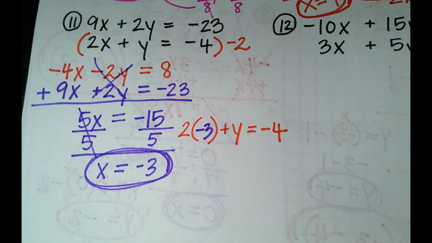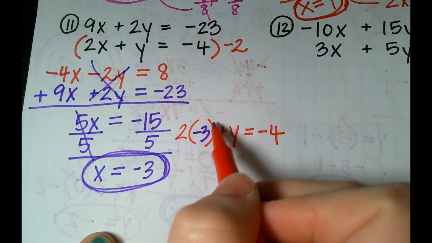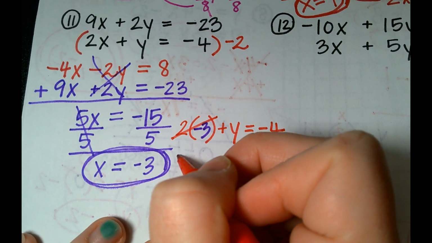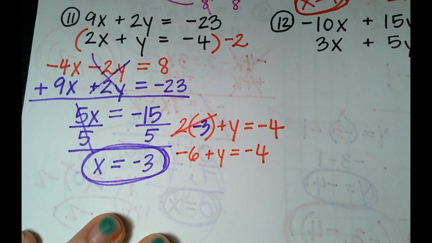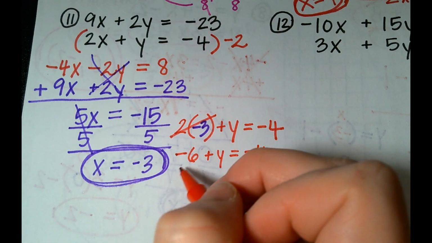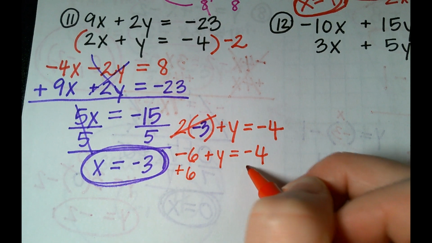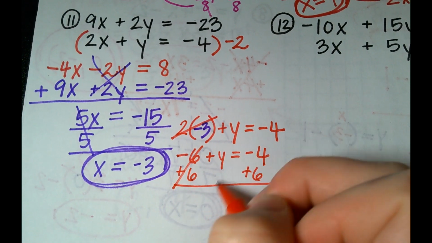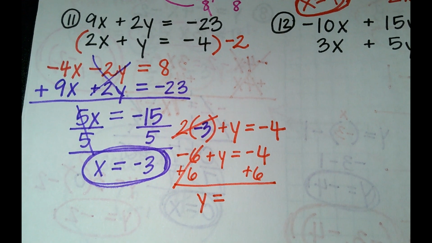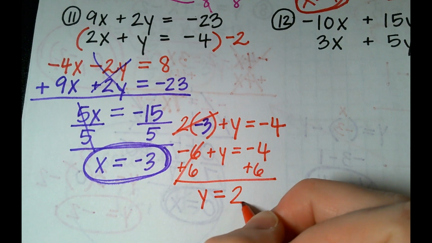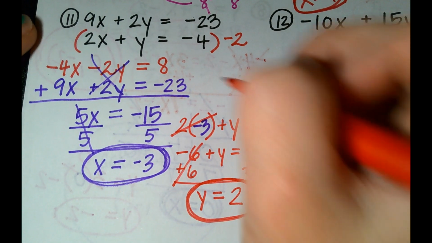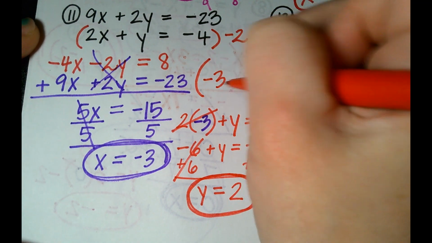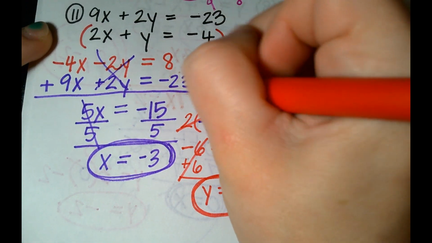So how do I solve for y? Multiply 2 times -3. 2 times -3 is -6 plus y equals -4. And then what? Yeah, add 6 to both sides. Bring down my y equals -4 plus 6. 2. Very nice. -3 is x, +2 is y. Our coordinate would be -3, 2. Perfect.